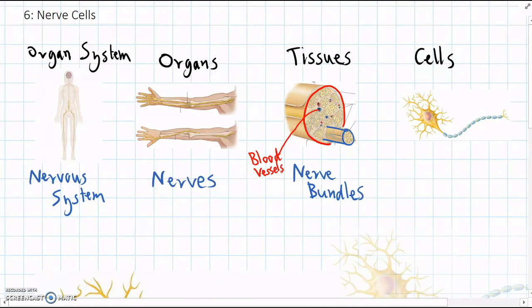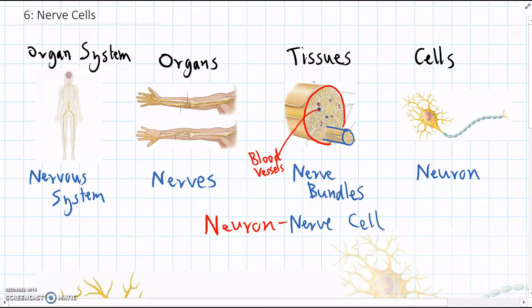And then within a nerve bundle, the type of cell that makes that up is called a neuron. So that's an important word to remember. A neuron is a nerve cell. And the next thing we're going to do is look at the structure of nerve cells, or neurons.